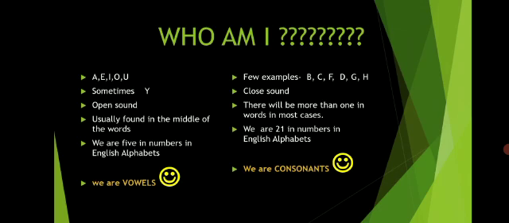Now the next group, a few examples are written on your screen: B, C, F, D, G, H. They have closed sounds. There will be more than one in words in most cases. We are 21 in number in the English alphabet, and we are the consonants.